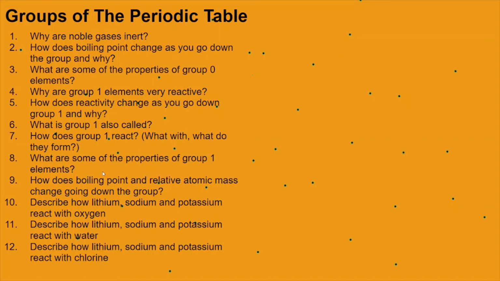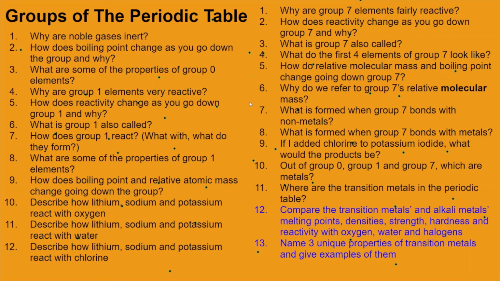With chlorine, they react to form metal chloride salts, so lithium chloride, sodium chloride, potassium chloride. Lithium reacts least vigorously, potassium reacts most vigorously. So our final 13 questions, we're at the end of the topic now, concerning Group 7 and the transition metals.